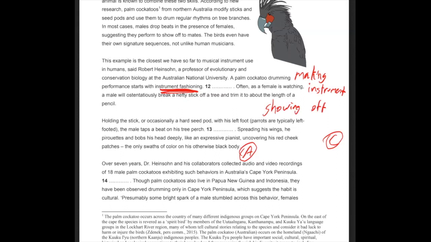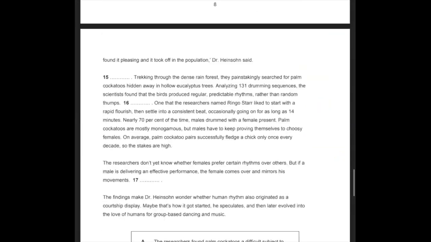So we need to think about it: sentence A was talking about how the male cockatoo makes the instrument. Option C is talking about how he's showing off as he's making the instrument. So we need to go through the individual sentences and find what that missing link B is. Scrolling down through the answer choices, the one thing that should stick out to you straight away is option D. This is an opportunity to show off beak strength, right? The male is showing off to the female cockatoo by taking this hefty stick and trimming it down, and that's why that's the best answer for this question.